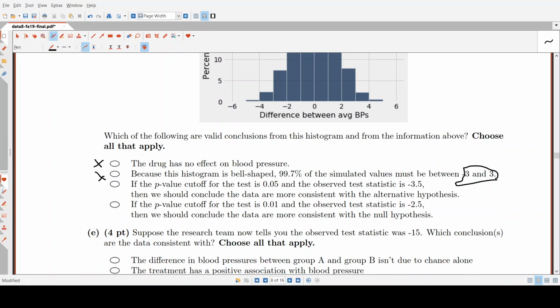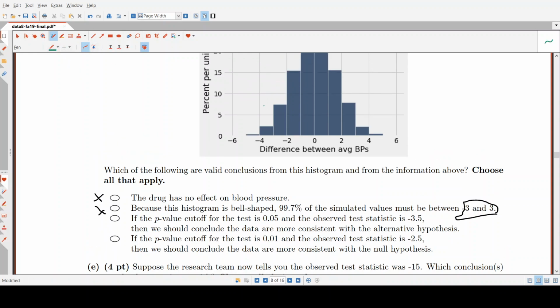Okay. The third one is, if the p-value cutoff is 0.05 and the observed test statistic is -3.5, then we should conclude the data are more consistent with the alternative hypothesis. So let's draw where 3.5 is on our histogram. Let's draw it in green. 3.5 is around here. So we want data more extreme than the observed value, so we would go to the left.